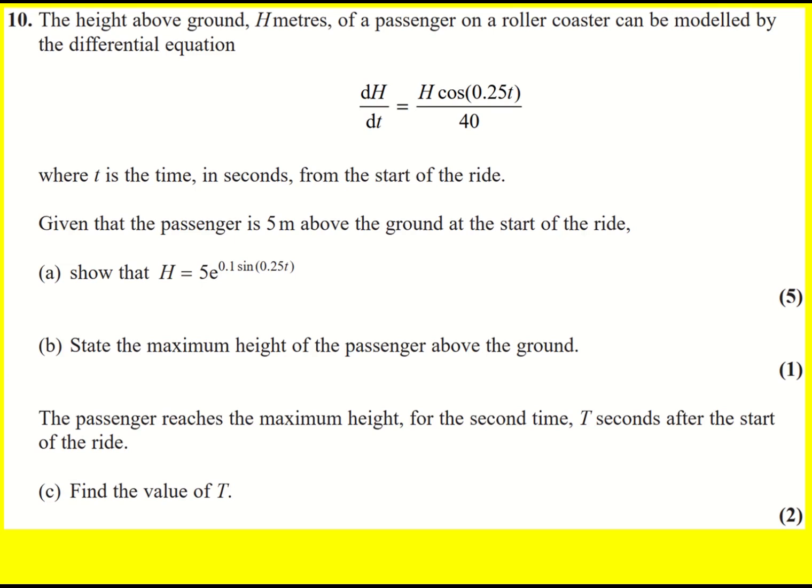Height above ground, h meters, of a passenger on a roller coaster can be modeled by this differential equation. t is the time in seconds from the start of the ride. And then we're given that the passenger is 5 meters above the ground at the start of the ride, so t is 0 gives h equals 5. And we have to find h.